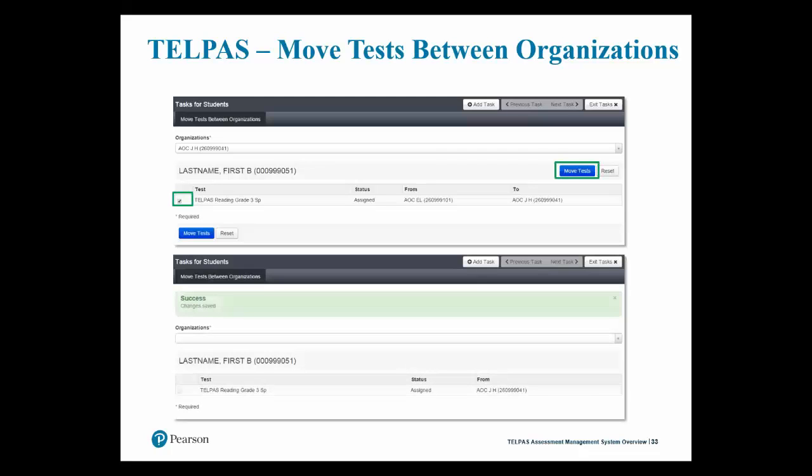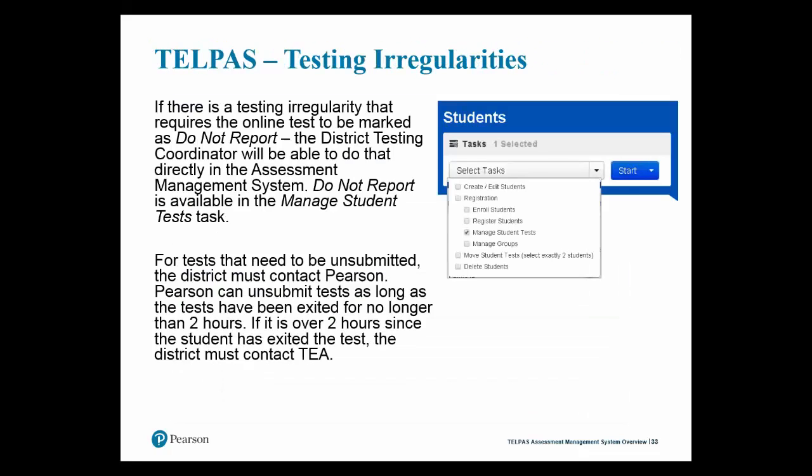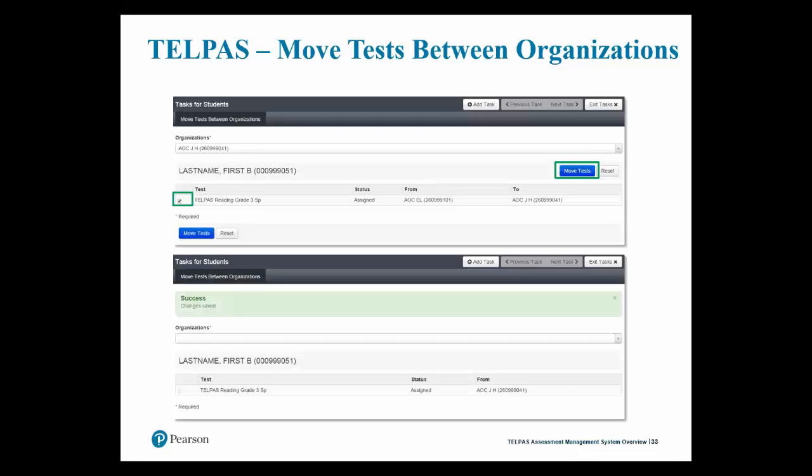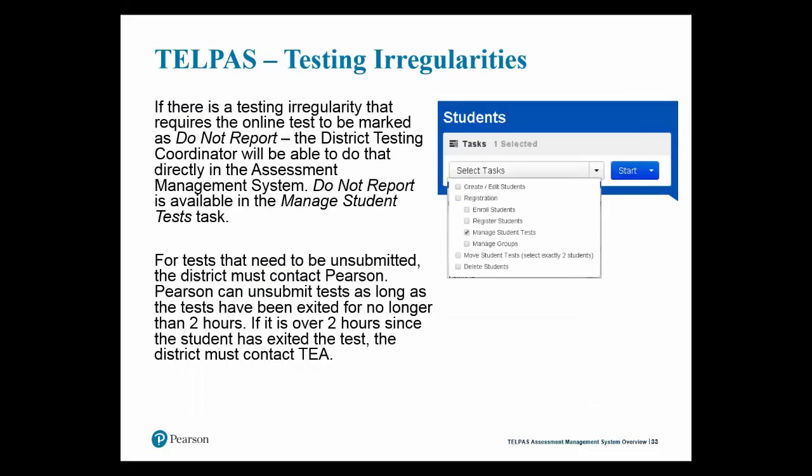After you do that, you'll be able to see the green Success Changes Saved message appear, indicating that that student's test has been moved. Next here is indicating Do Not Report if there's a testing irregularity. You'll be able to do that in the Pearson Access Next site in the Assessment Management System. Under the tasks here under Students, you'll be able to select Manage Students Tests to indicate Do Not Report.